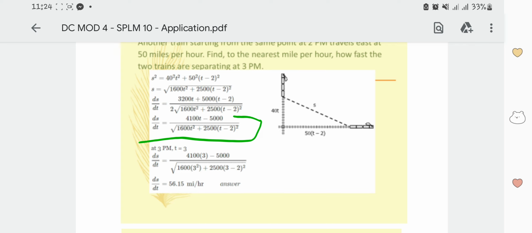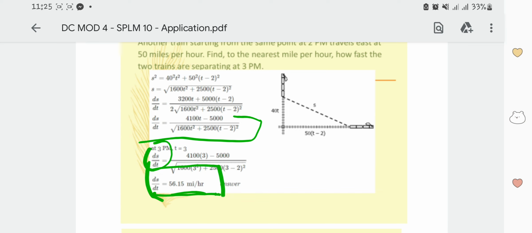Now you can substitute the value of your t. Look, when t is equal to 3, or at 3 p.m., substitute, and you get a constant value of 56.15. And your variable here, your differential, is ds over dt, and that is their speed with respect to time. So by 3 o'clock, they are separating at 56.15 miles per hour.